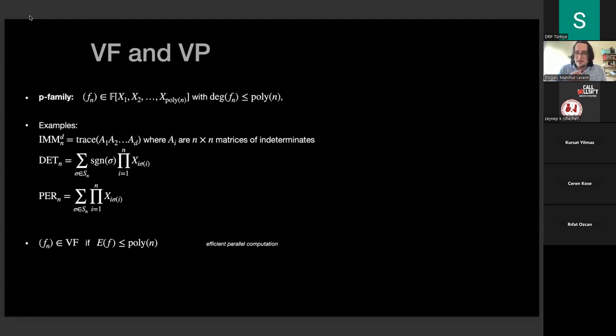You say that a family is in the class VF if its formula size is polynomially bounded, and you say that it's in VP if its circuit size is polynomially bounded. These are two classes of polynomials. The first one is the class of polynomials you can efficiently compute with a small formula, or in other words, you can efficiently compute using parallel computation. And VP is simply the class of polynomials that you can compute efficiently with an algebraic circuit. VP is the analog of the complexity class P in theoretical computer science.